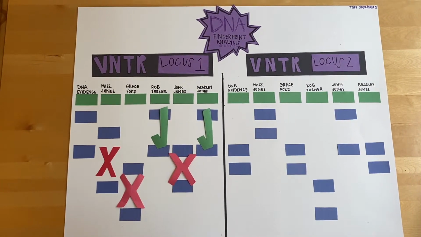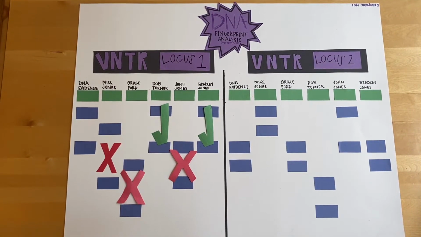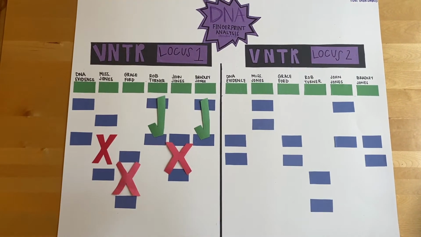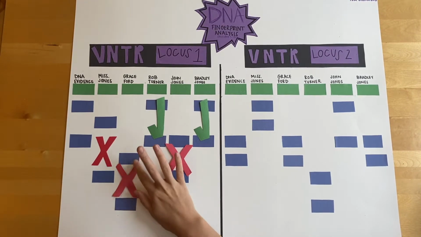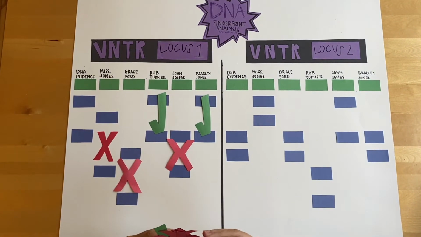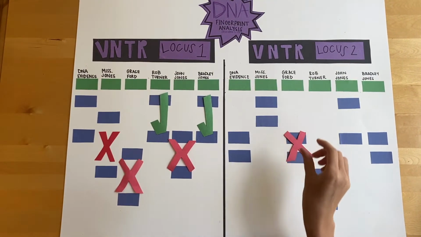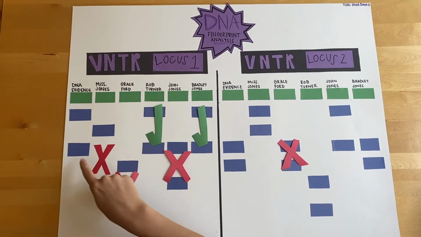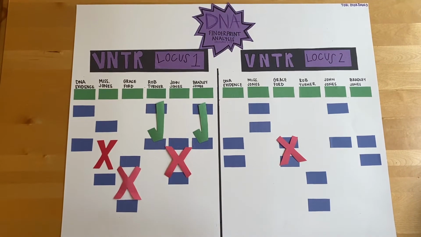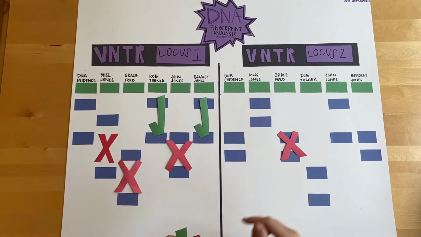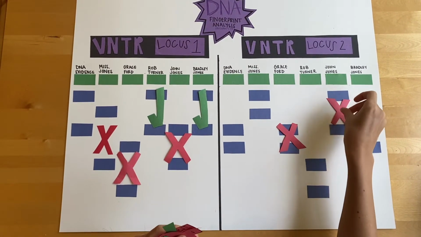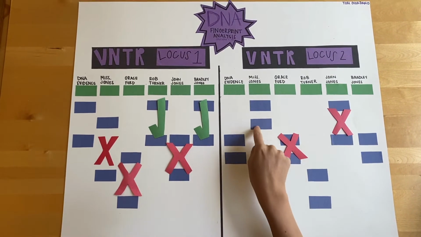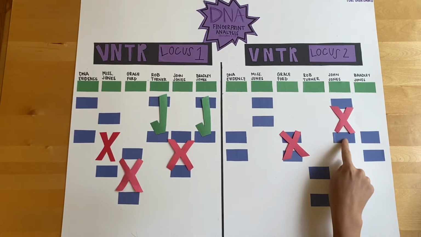Now looking at VNTR locus 2, we see that the evidence DNA matches Grace Ford and Bradley Jones. However, since Grace Ford did not match the evidence DNA at the first locus, she cannot be a legitimate suspect even though she matches at the second locus. Just like with VNTR locus 1, one of John Jones' alleles matches the evidence DNA, but since he did not match exactly at locus 1, he is not a legitimate suspect still. We can see that Mrs. Jones, Rob Turner, and John Jones do not match the evidence DNA at VNTR locus 2.